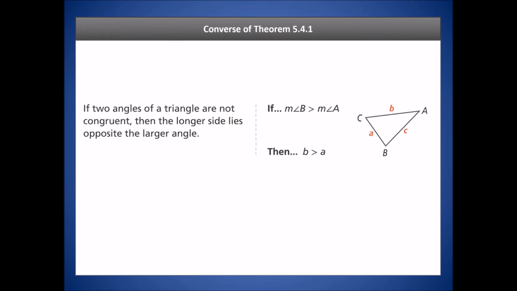All right, so now let's discuss the converse of the previous theorem, which is the reverse. Remember that when you reverse the logic in a given theorem, that's known as the converse. The previous theorem was that if B is greater than A, then angle B is greater than angle A. So now the converse is: if the measure of angle B is greater than the measure of angle A, then B is greater than A. So the longer side lies opposite the larger angle. This is simply reversing what we just discussed.